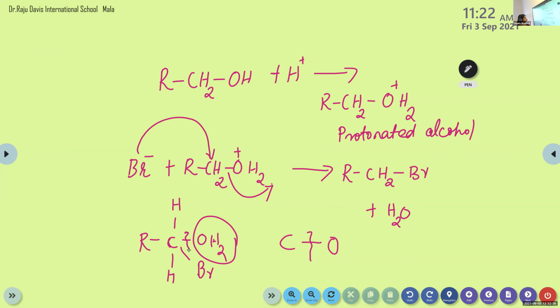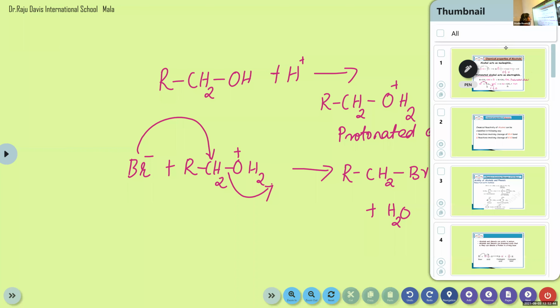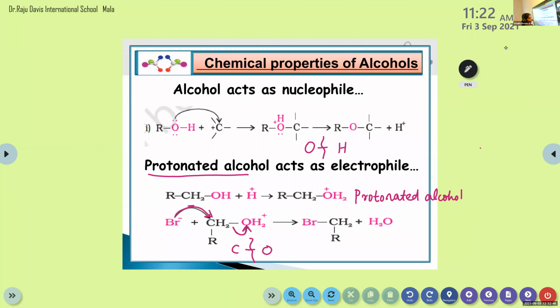So these are the two cases in which alcohol acts as both electrophile and nucleophile. In the first one, when alcohol acts as nucleophile, the OH bond breaks, and protonated alcohol acts as electrophile, where the CO bond breaks. This is clear, children? Shall I move to the next one?